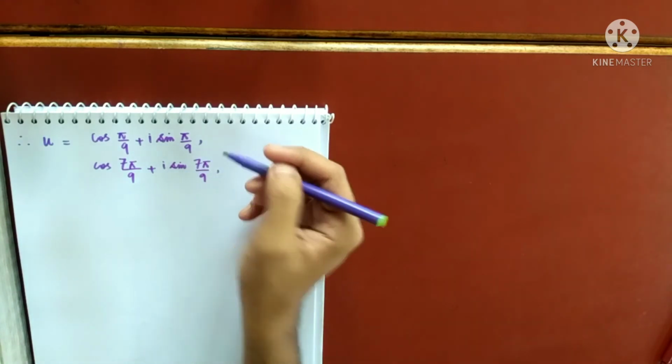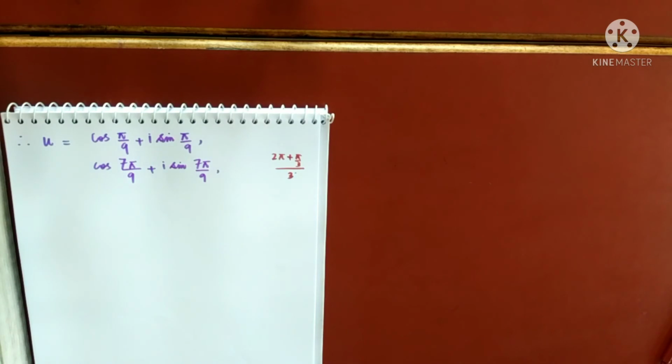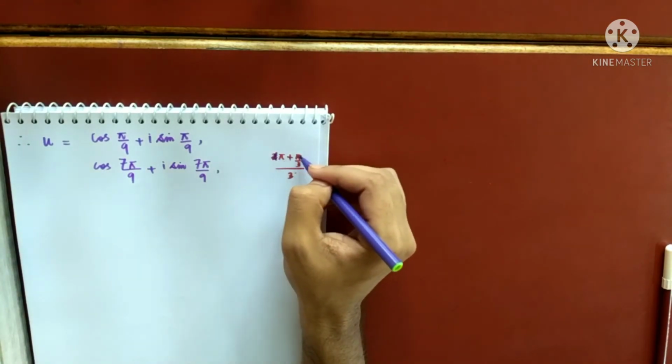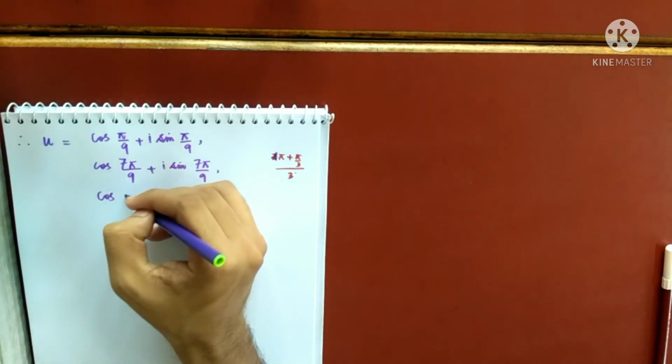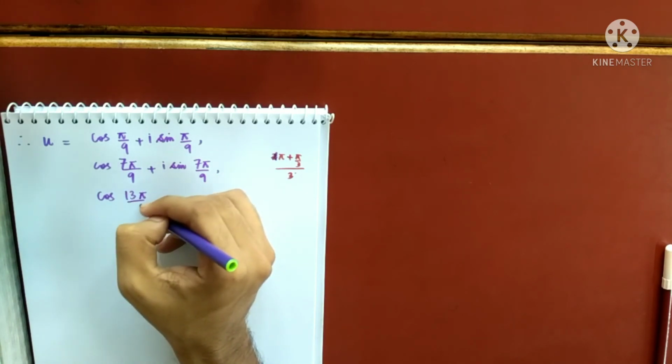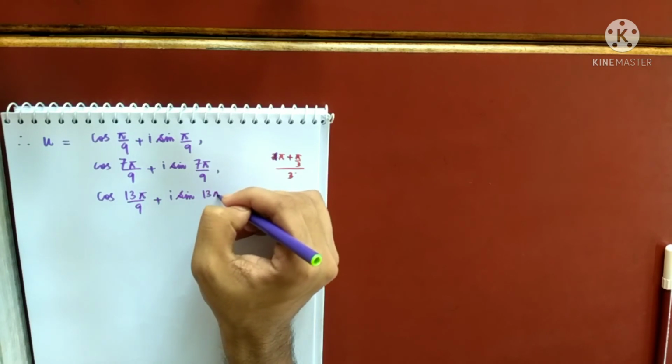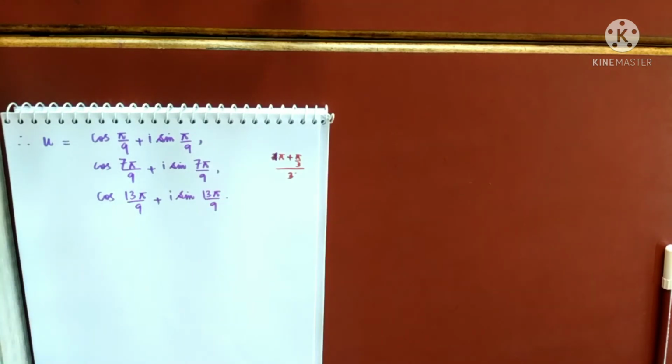And lastly, you have to add 4 pi here. So if I take here 4 pi, 3 fours are 12 plus 1, 13, that is cos of 13 pi by 9 plus i sin 13 pi by 9. So these are the 3 values of u.